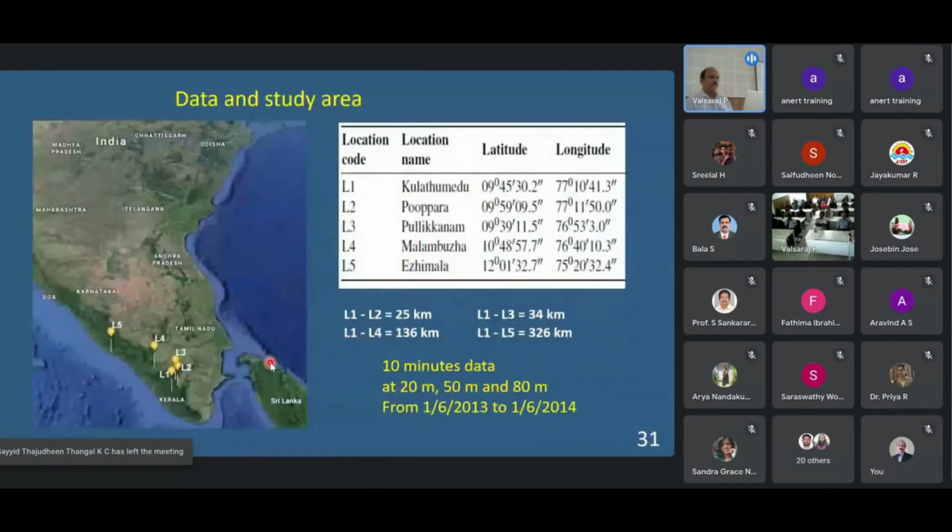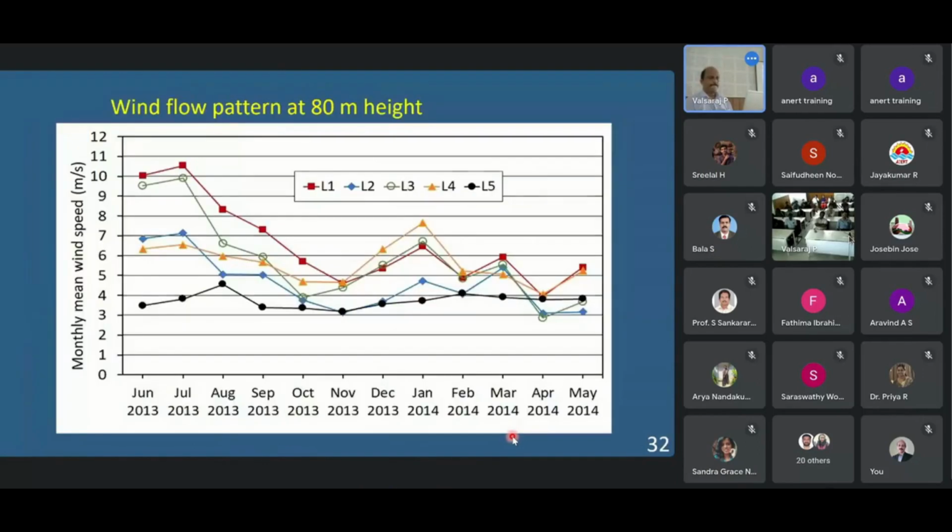In my study, I have selected 4 locations, windy areas. L1, L2, L3, you can see here that L1 and L2 are 25 kilometers apart. L3 is 34 kilometers from L1, then 136 kilometers, and the highest and longest is 326 kilometers. I used 10 minute data at 20 meters, 50 meters, and 80 meters for a one year period. This gives the wind flow pattern on a monthly mean basis. So in June, July, August is the high windy season, like that. This is for the 5 locations.